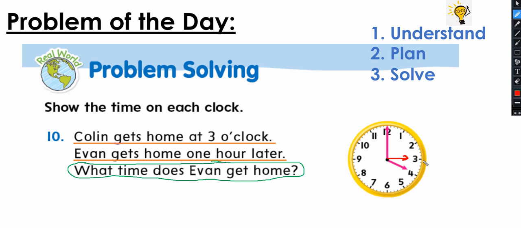1 hour later, that means we need to move 1 hour. We need to jump 1 hour, or we need to add 1 hour. So we move to the next hour. So 3 and 1 hour later will be 4. That's why this clock is pointing at 4 o'clock. Evan gets home at 4 o'clock.